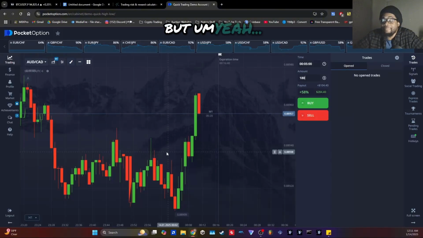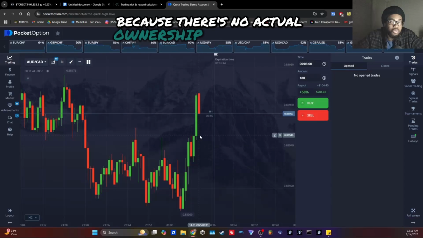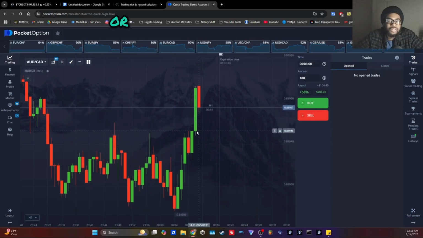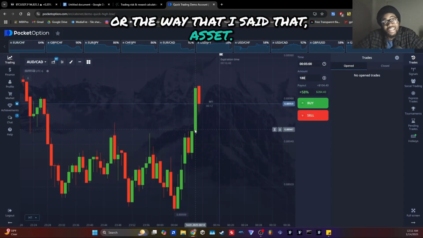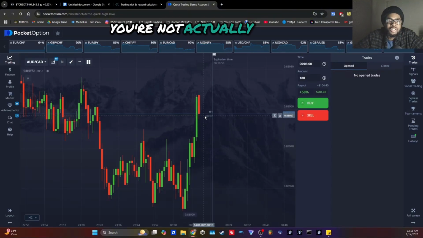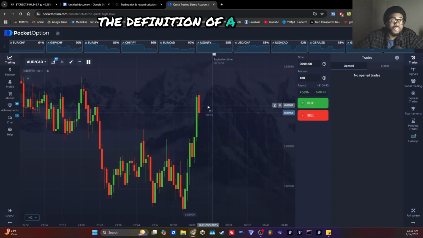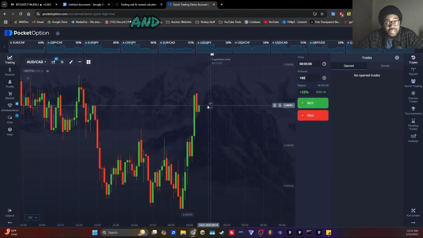But yeah, it's not even really trading. Like I said, it's betting, because there's no actual ownership over the asset. There's really no type of ownership or anything. You're not actually trading, you're just betting. You're not receiving anything. The definition of a trade is you swapping something that you have for something else, and that's not what's happening.